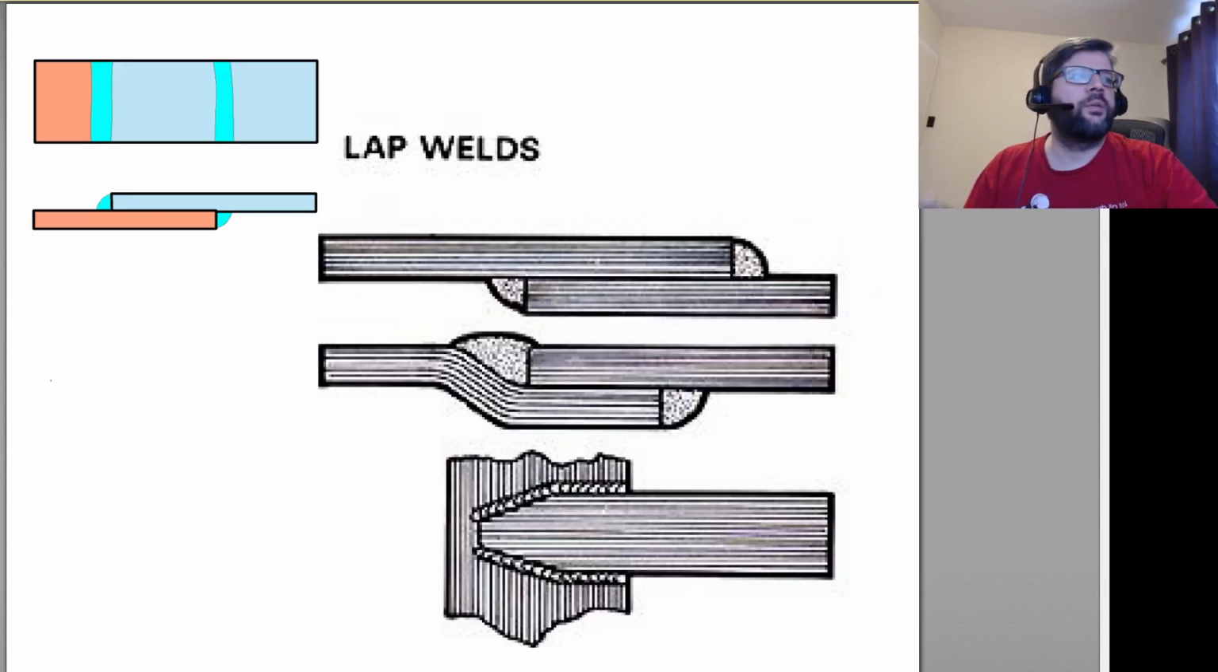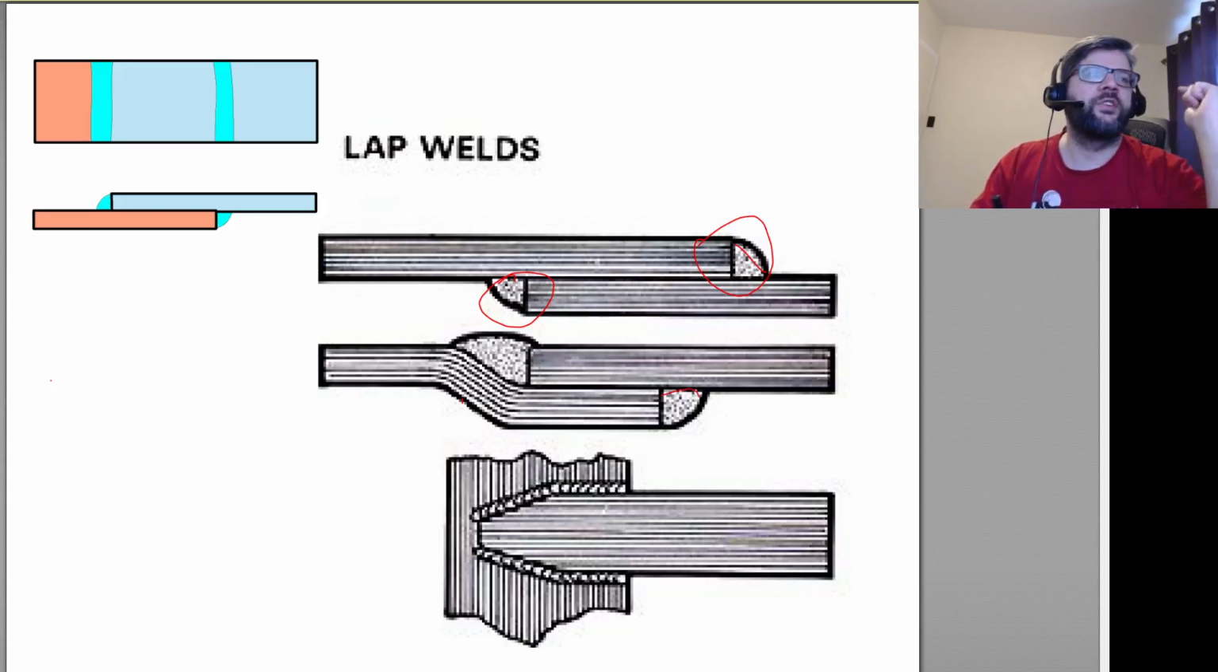So lap welds are, again, useful ways of being able to make a butt joint equivalent without having to do a butt weld. So again, you can just lay two sheets on top and then throw down a fillet weld in the corners. You might bend one out of the way to ensure that this part's in line with this part.